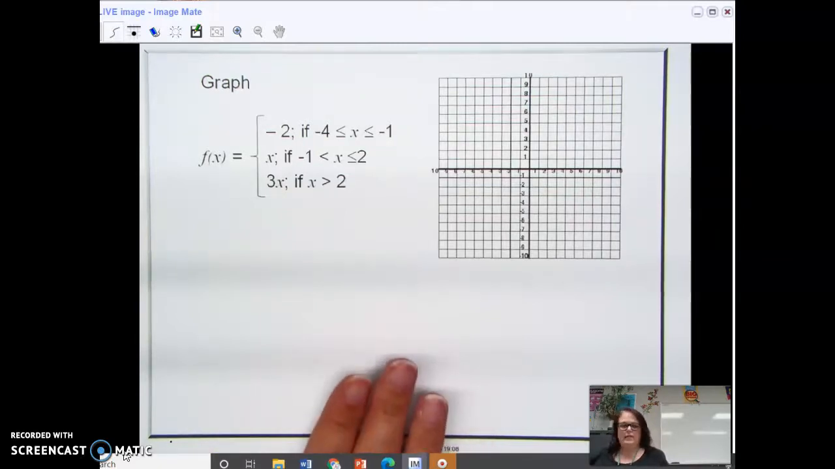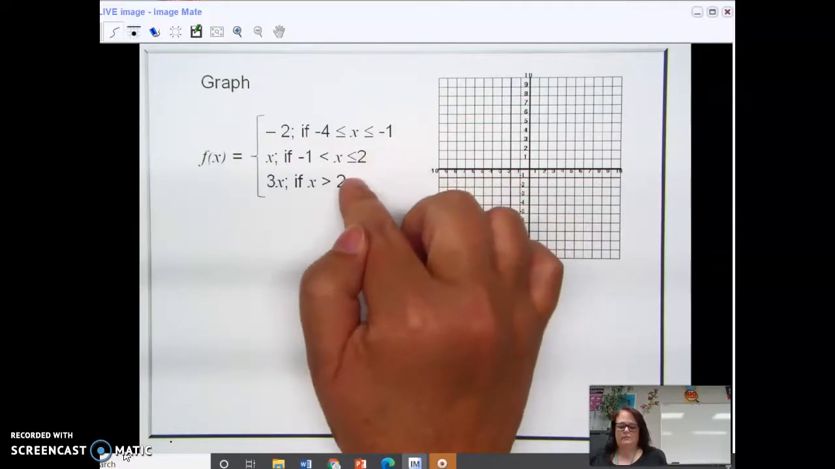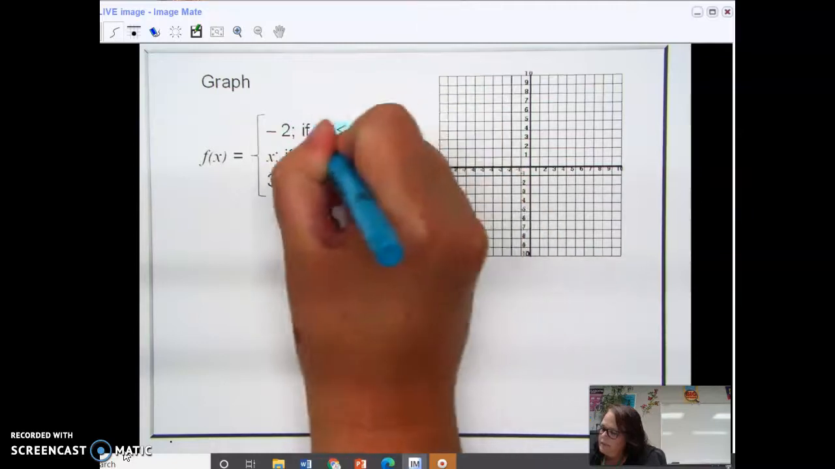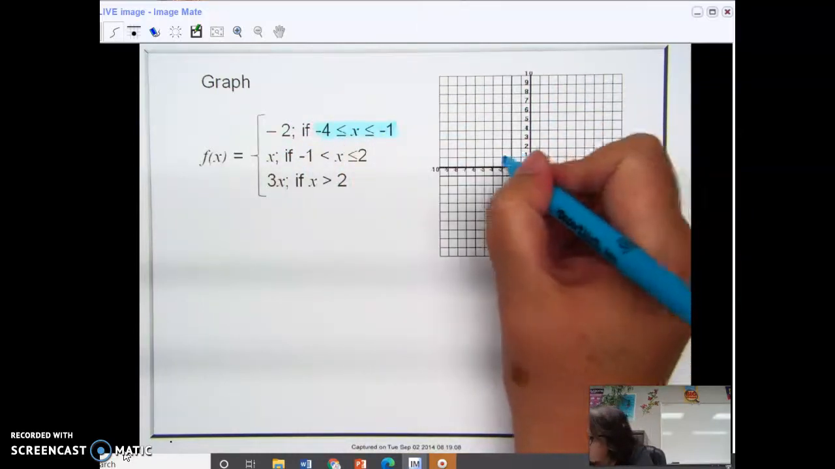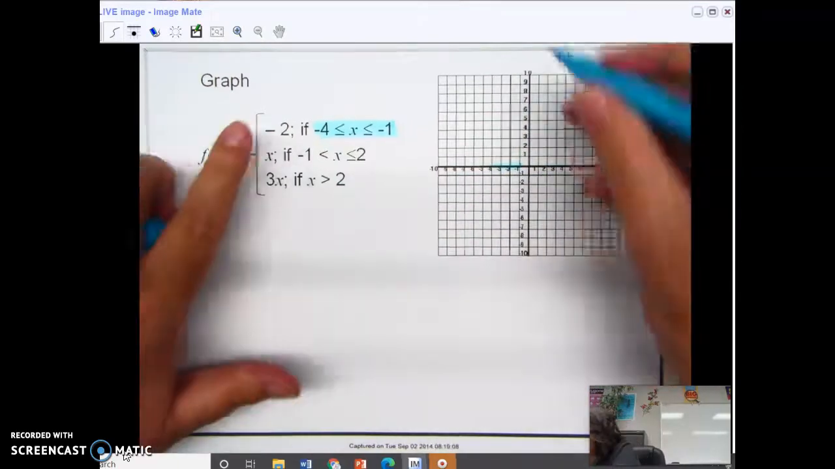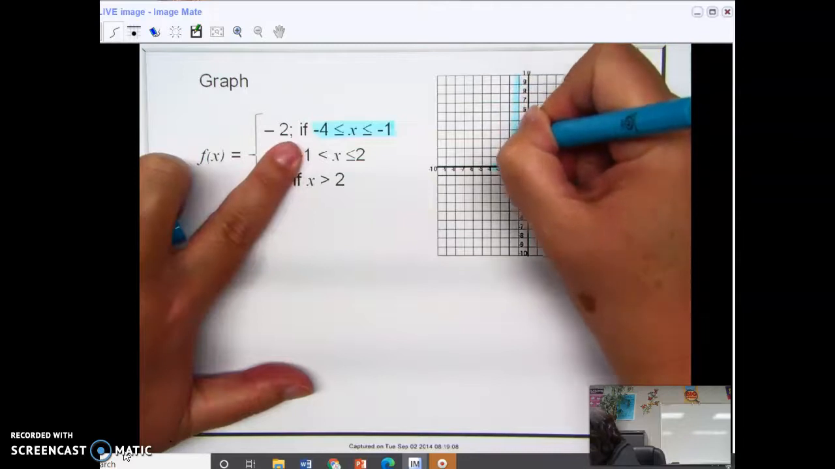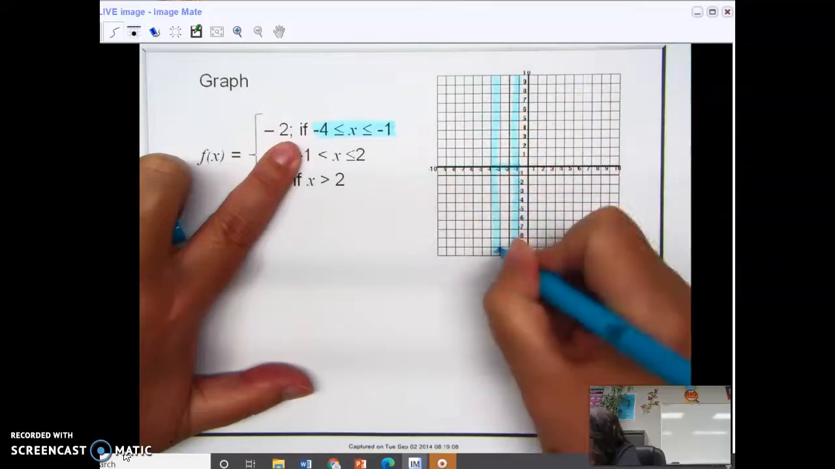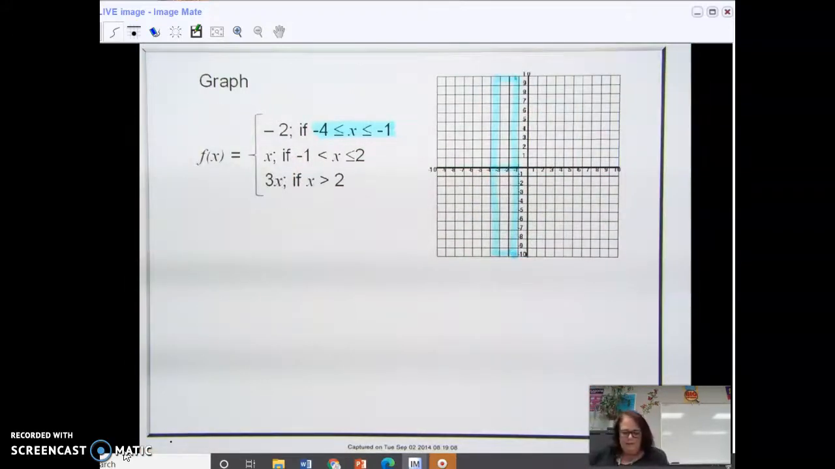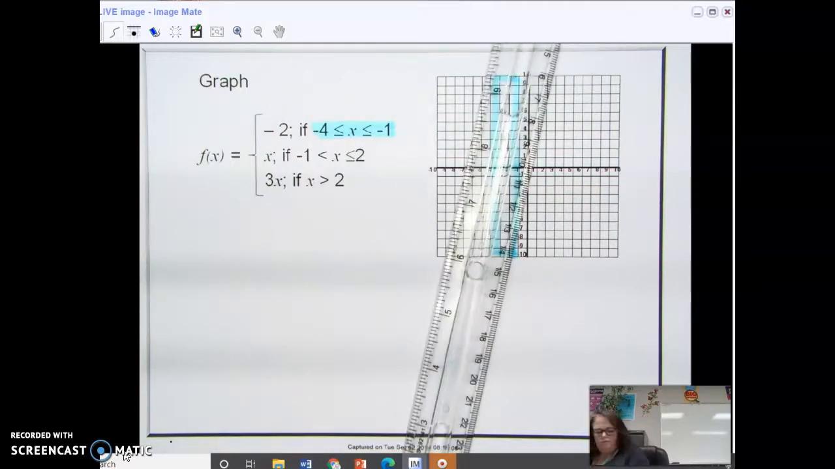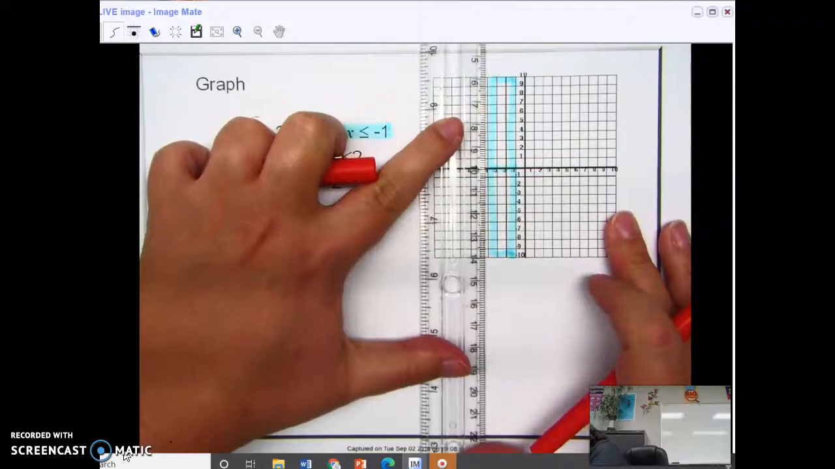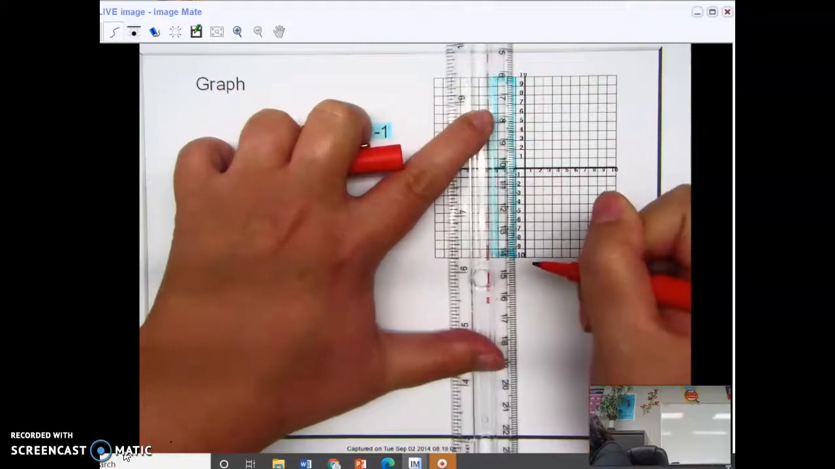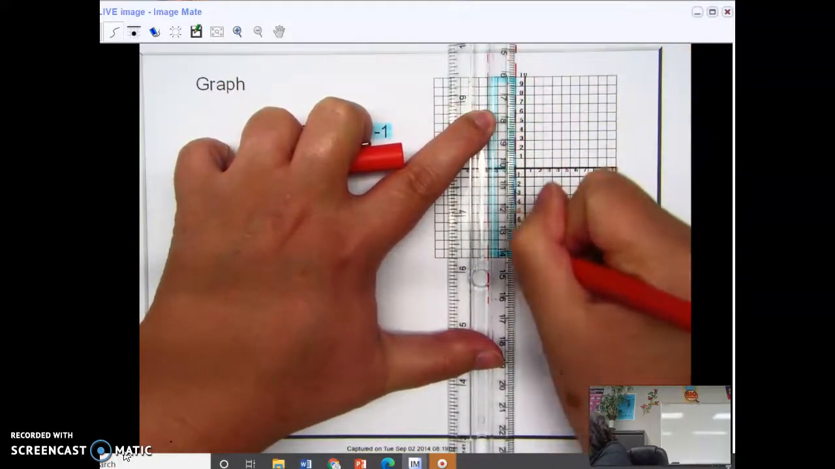Before we freak out, let's just recognize all this is saying is I have different domains. I've got this domain right here that says I want to be from -4 to -1. So on my x-axis, I'm going to go from -4 to -1. And so we are talking about this domain right here. That one has boundaries at x is -4. Draw that one in. And I have a boundary at x is equal to -1.